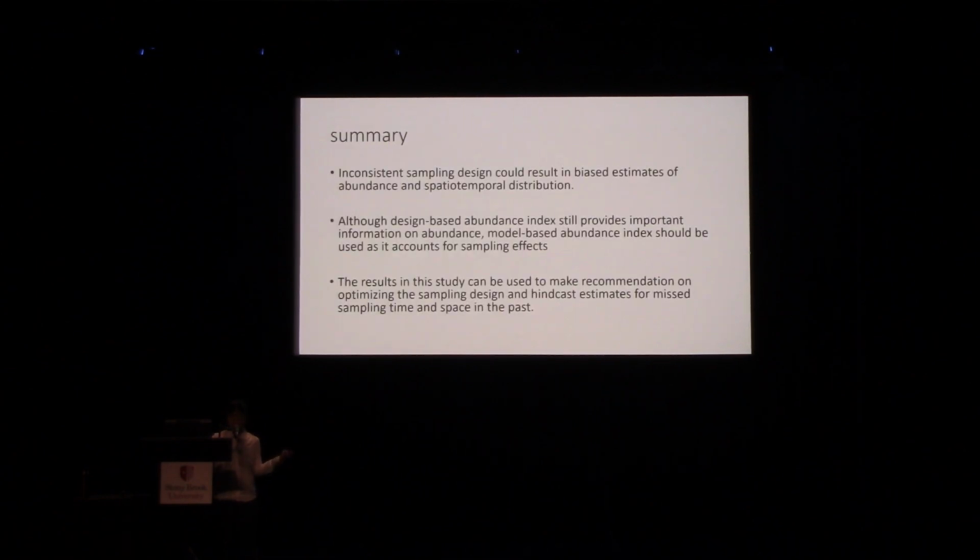In summary, we saw that the inconsistent sampling design could result in biased estimates of abundance indices. Although the design-based and model-based abundance indices are significantly correlated, model-based abundance indices should be used because they account for sampling effects. And the results of our study can be used to make recommendations on optimizing sampling design and can also be used to hindcast estimates for the missed sampling area in time and space in the past.